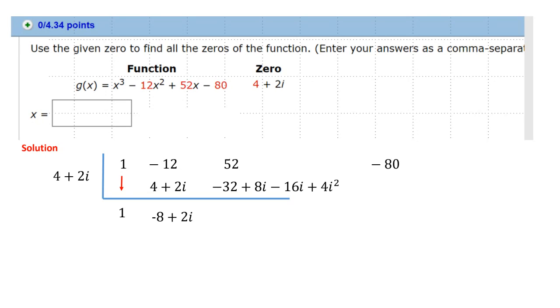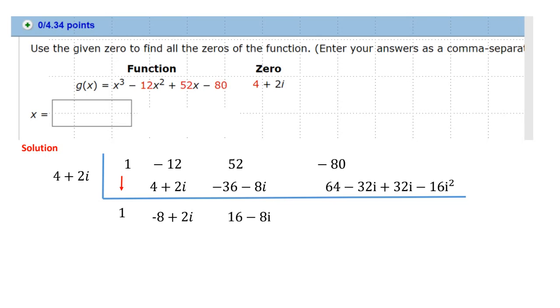Okay, I use FOIL to multiply these two complex numbers. Let's go ahead and combine like terms and simplify. And when we do that, we're going to get -36 minus 8i. Okay, so when we add these two numbers again, we're just going to add the real with real, imaginary with imaginary. So 52 minus 36 is going to give me 16 minus 8i. Then I'm going to do the same. I'm going to multiply 4 plus 2i times 16 minus 8i. I get this complex number. Let's go ahead and simplify it by combining like terms.